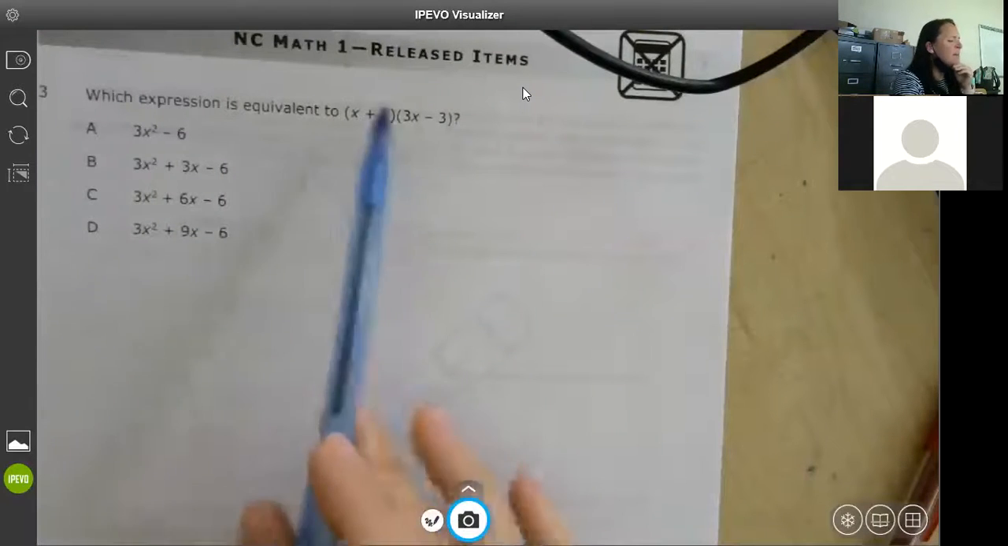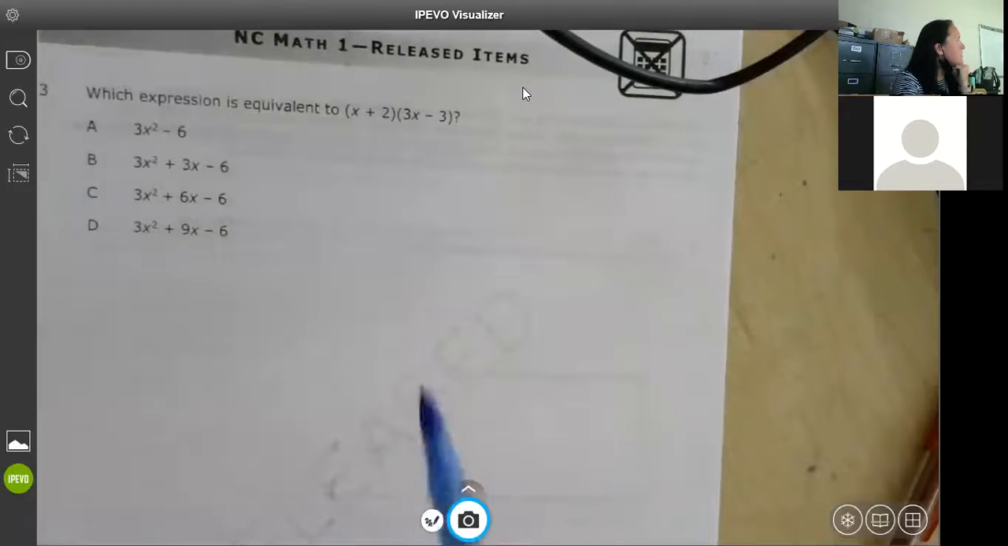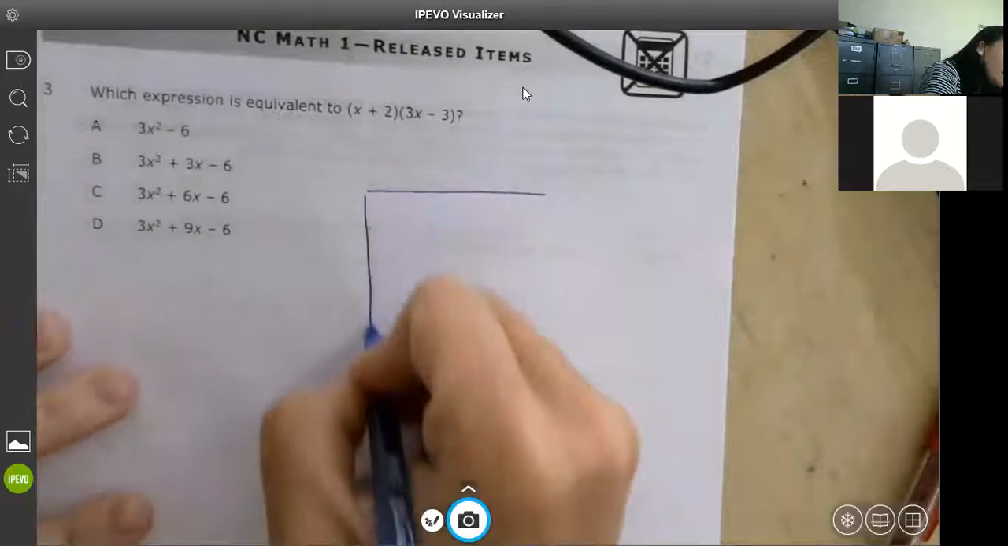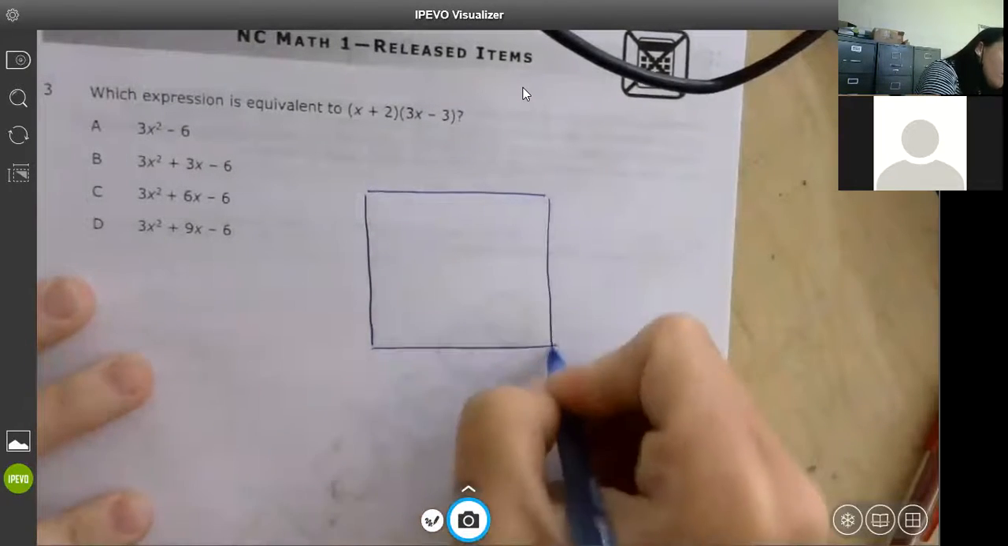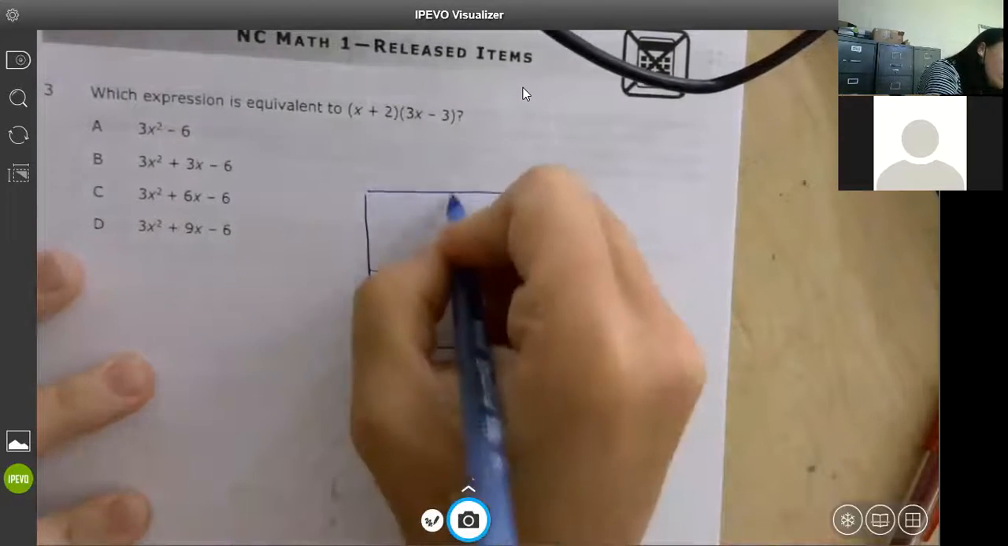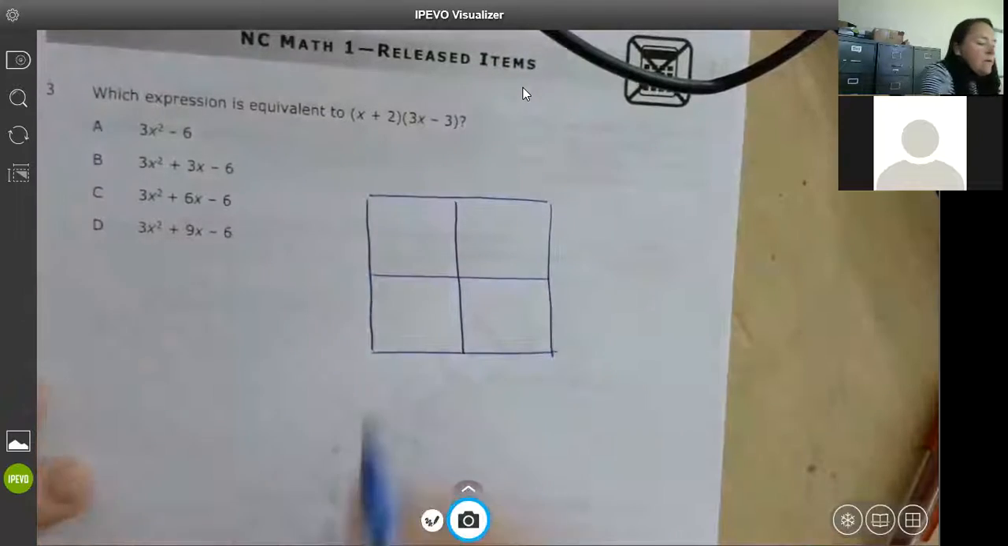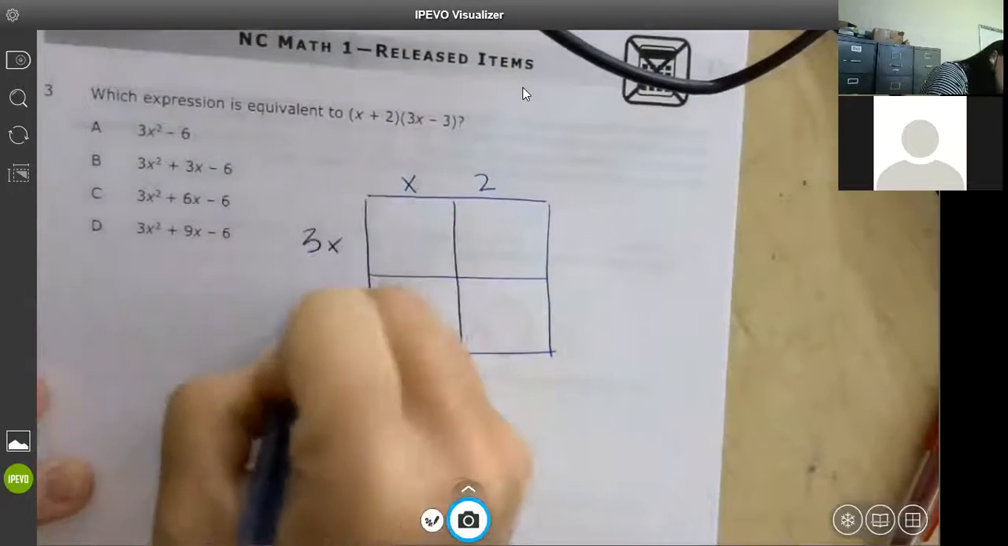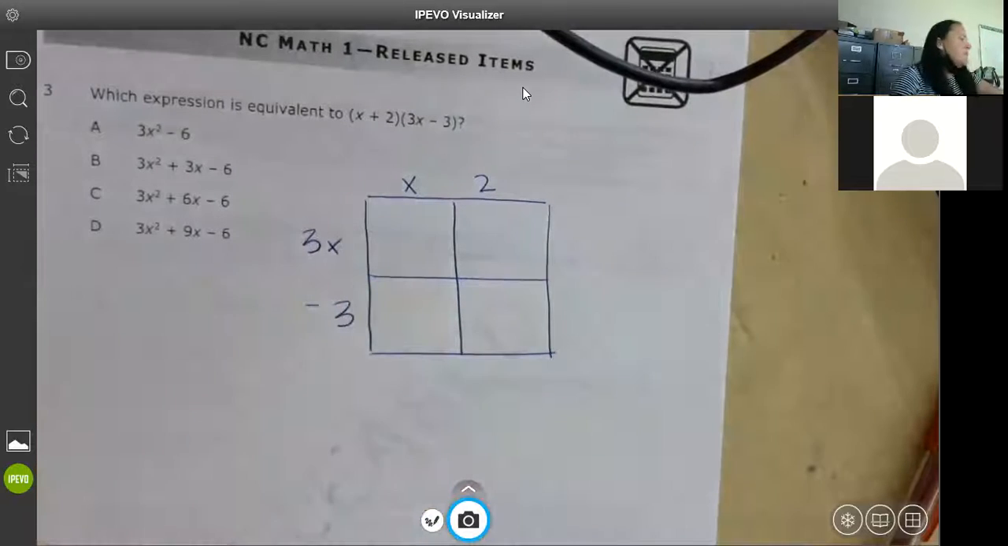Kinda. How did we multiply these? What did we use? We used something to keep it organized. The box. It was a 2 by 2, right? You guys remember that? Yeah. That's okay. That's what this is for. So we have x and a 2, 3x, and a negative 3.